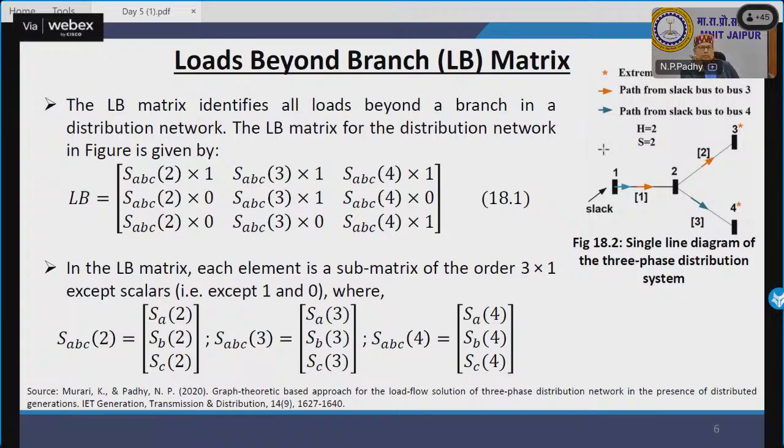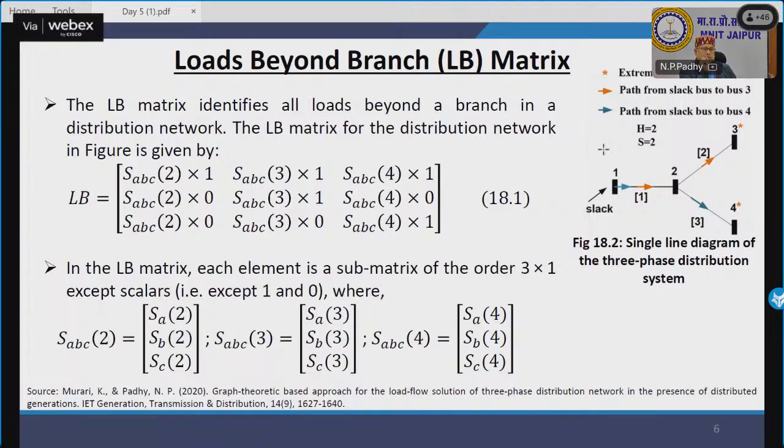Now, a little bit, again, I'm going back because you know what SA, SB, SC are. So they say that in case of SABC2, this is a matrix basically. If I plot that matrix, SABC2 will represent three elements sitting in the first corner. So one by one, each element will be a 3 cross 1 size actually. Please try to understand. Similarly, SABC3, similarly SABC4.